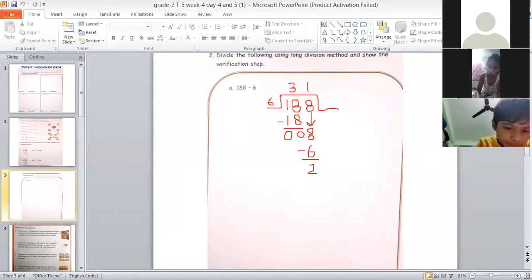That's correct. Okay, children. So what you will do now is you will be writing this quotient and remainder beside them. You have to write that in words. Okay. And please write the correct spelling. You need to know this because we have to verify our answer now. So 31 is the quotient.